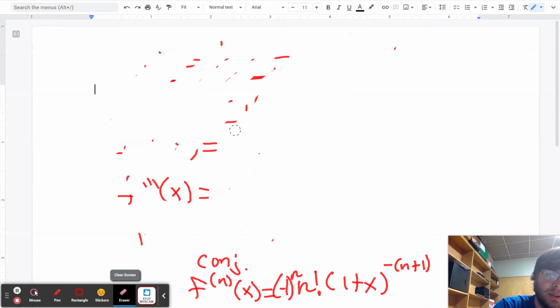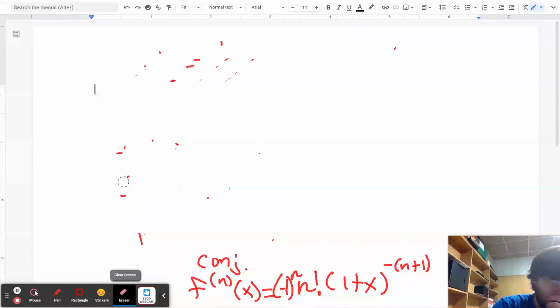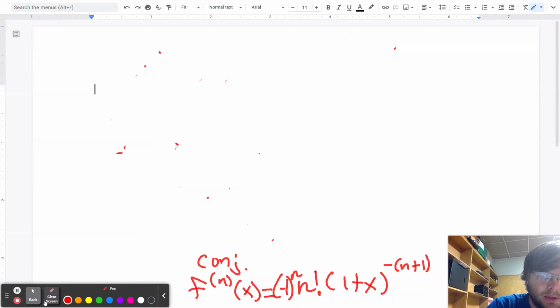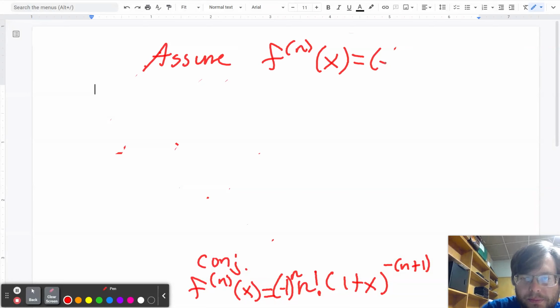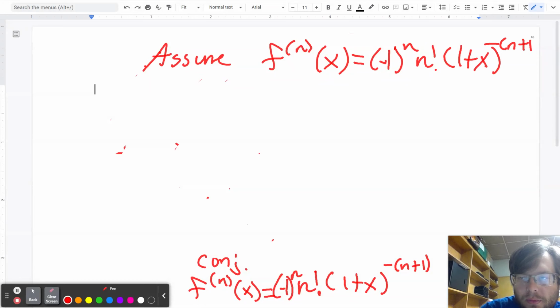Okay. So let's just clear out just a little bit more of the junk there. All right, so we're going to assume that the nth derivative is our conjecture. And then we are going to look at the n plus 1th derivative.